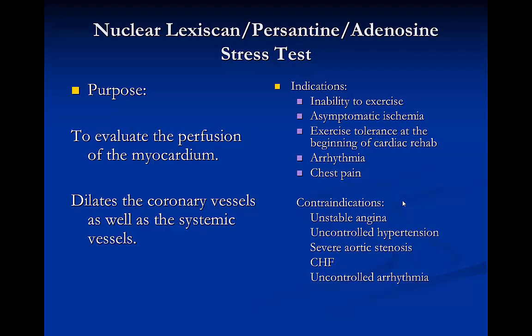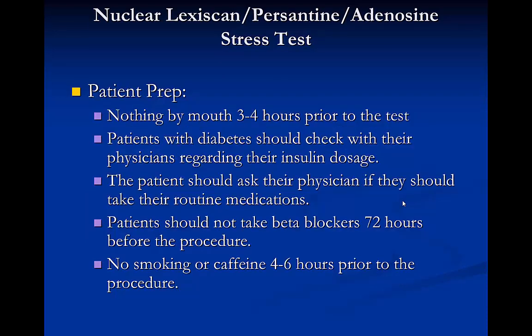Contraindications are the same as a regular stress test: unstable angina, uncontrolled hypertension, severe AS, CHF, and uncontrolled arrhythmia. Again, there is a patient prep for a nuclear pharmacologic stress test: nothing by mouth 3 to 4 hours prior to the test. Patients with diabetes should check with their physician. The patient should ask their physician if they can take their routine medicines.